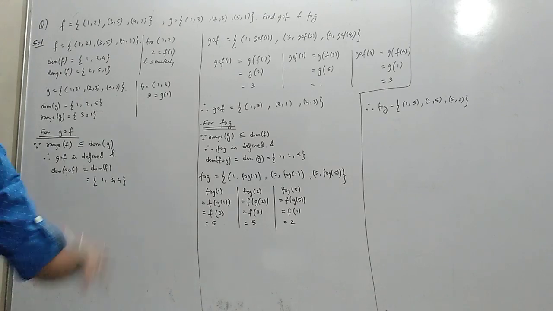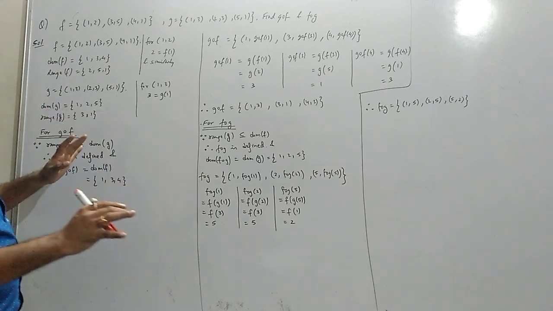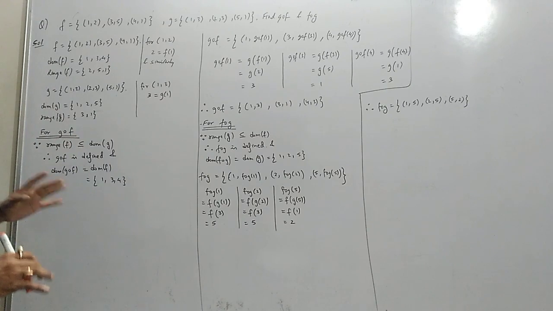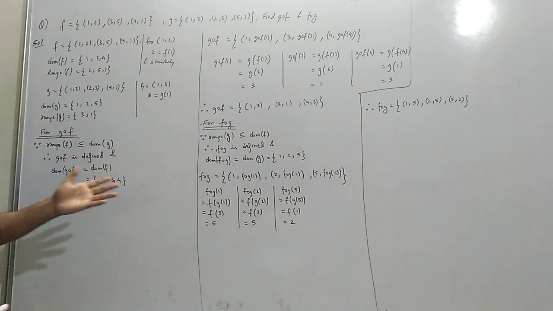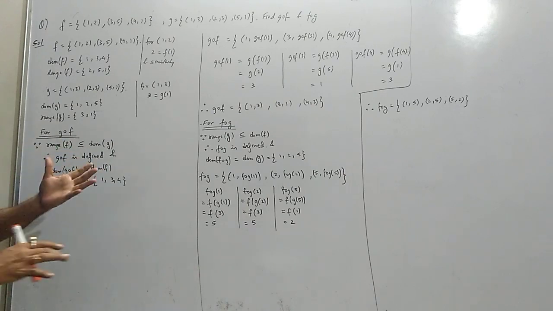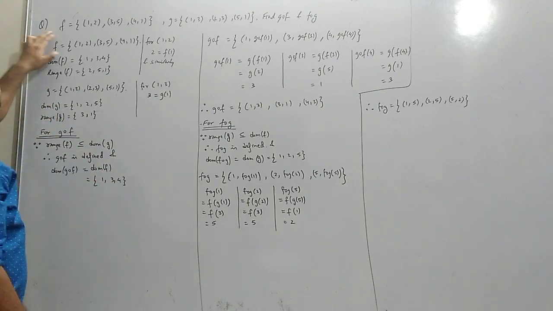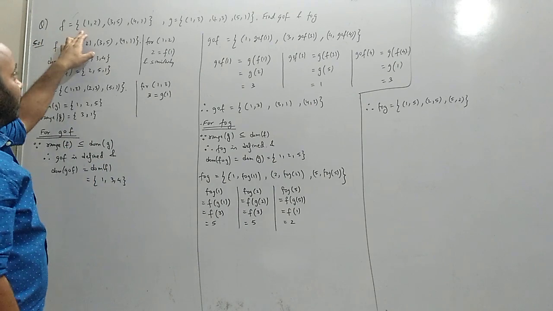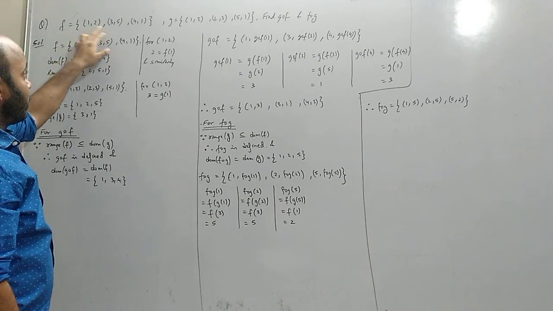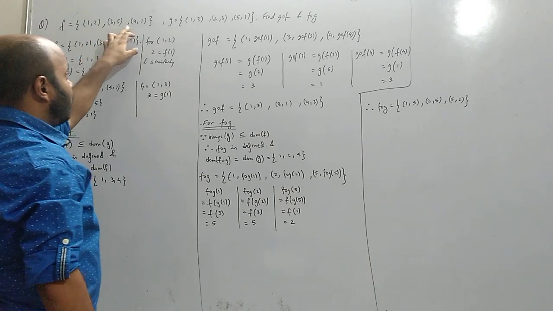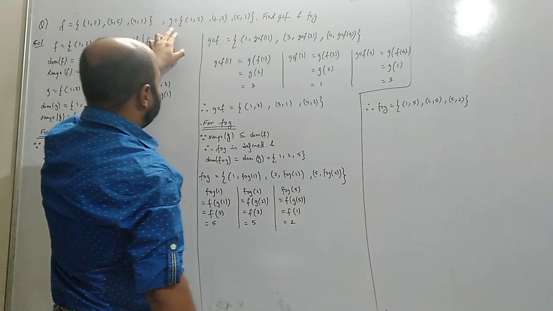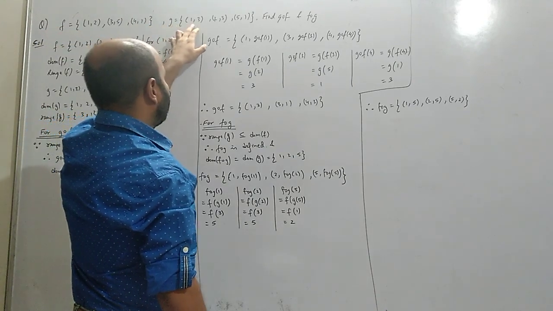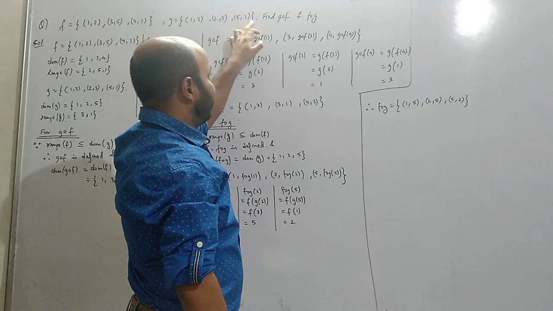Now this question is easy but confusing. If you don't understand those ordered pairs, how to write them, which I have told you initially, this will be very clear. Let's see the question. A function f is given to you in set form: braces, ordered pair (1, 2), ordered pair (3, 5), ordered pair (4, 1), braces closed. Another function g is given to you: braces (1, 3), (2, 3), (5, 3), braces closed.